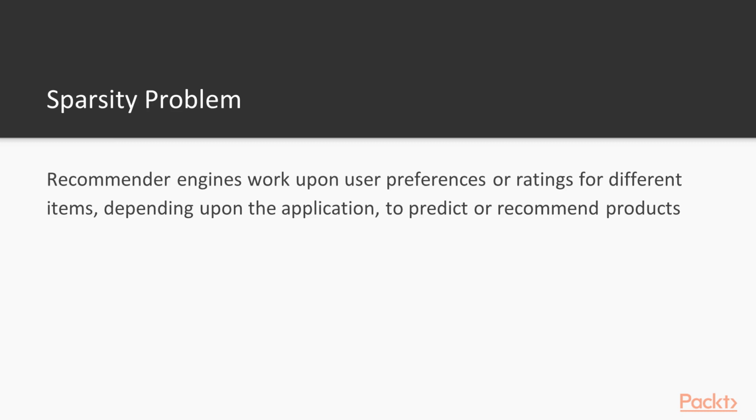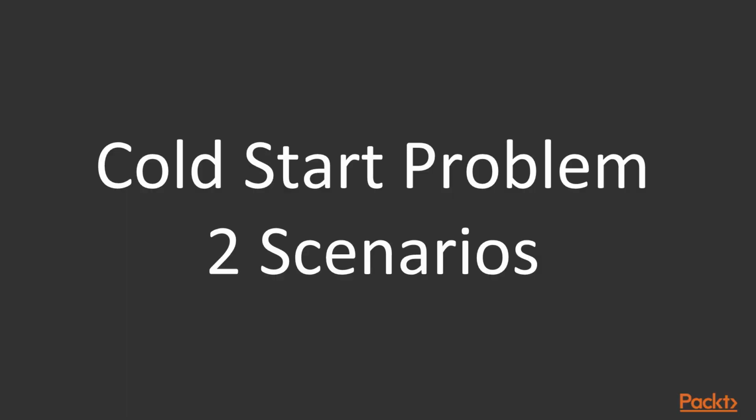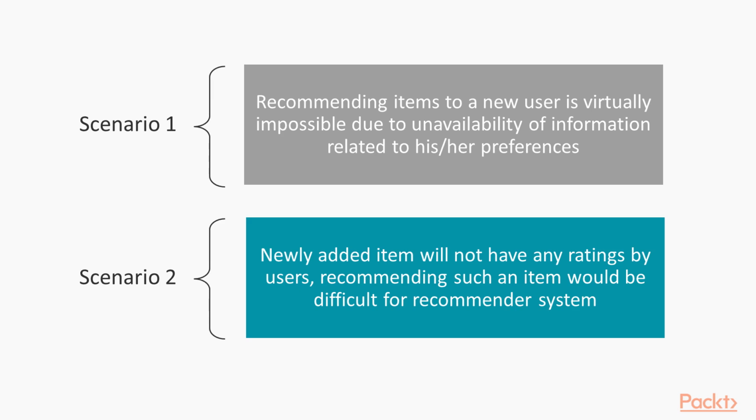Recommender engines are affected mainly by two issues in particular, such as the sparsity problem. Recommender engines work upon user preferences or ratings for different items, depending upon the application, to predict or recommend products. Another issue is the cold start problem. A special case of the sparsity problem is the cold start issue. In the first scenario, recommending items to such a user is virtually impossible due to the unavailability of information related to his or her preferences.